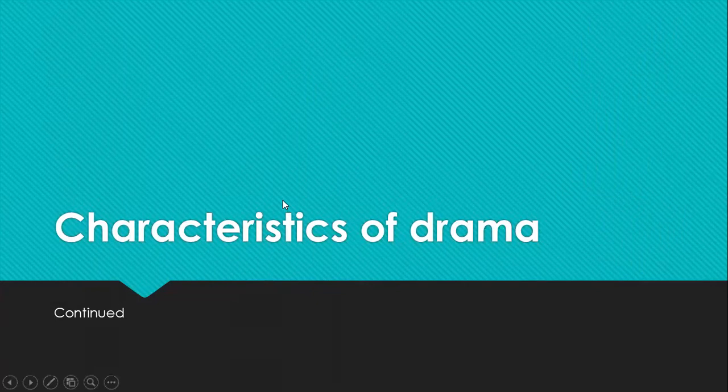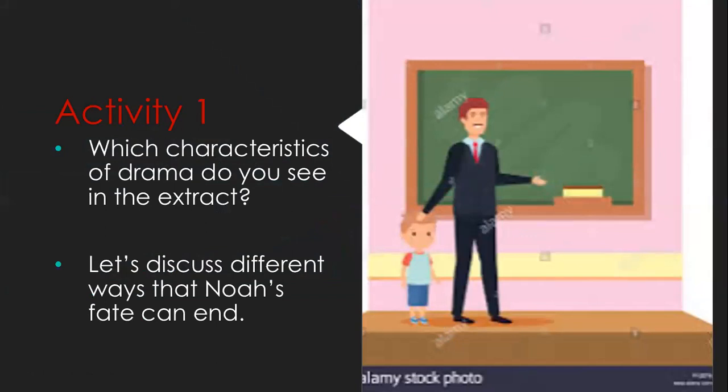Thank you, students. I think some of us actually did the work. So we're going to continue with our characteristics just to explain them a bit more, and maybe we'll get back to that passage. Okay, so we're continuing with our characteristics. We've already started on activity 1. Which characteristics of drama did you see? We have answered that. So in this image, we are looking at the teacher, and probably this little boy is Noah. Okay, probably. So which different ways can Noah's fate end?